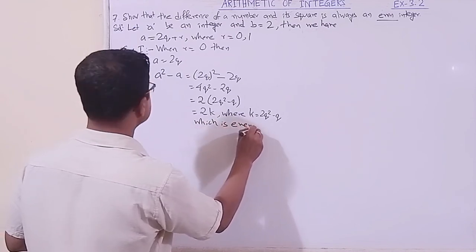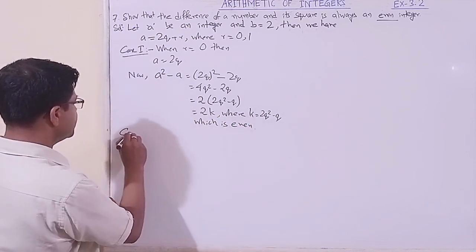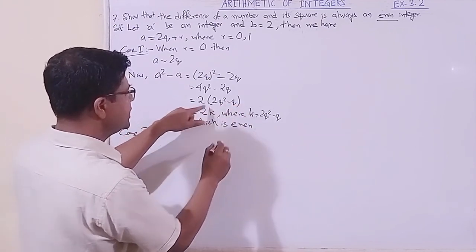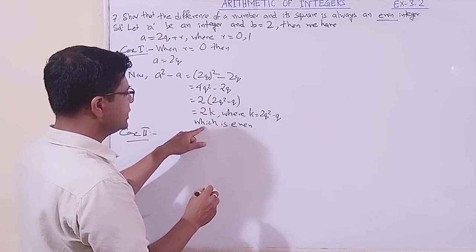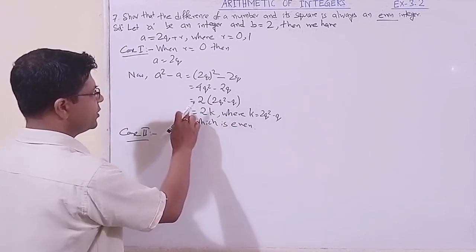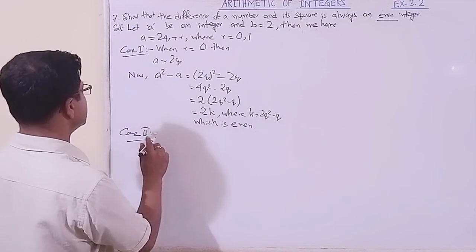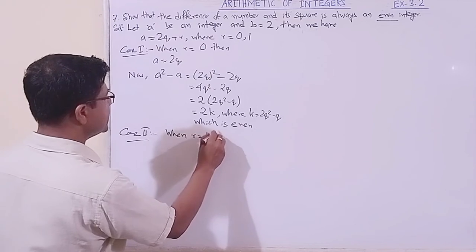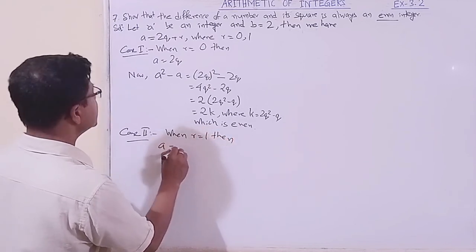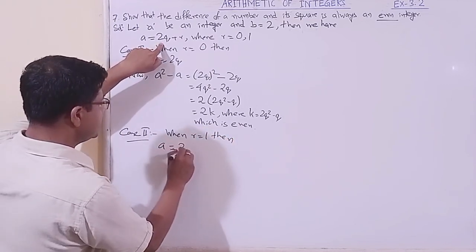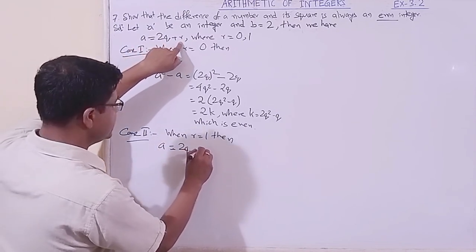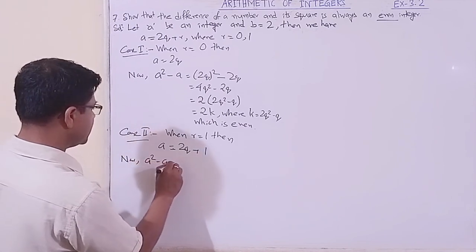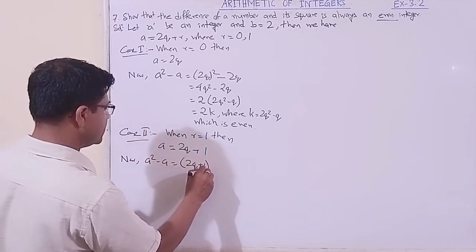Here you write, which is even. Okay, so the first case is done. Now case 2. From here also you can write 2 into this, so this is 2 into something, which means it is even. You can write it here also, or you can skip this line, it is not necessary at all. Case 2: when r is equal to 1, then what is a? Let us substitute here: 2q plus r, and r is 1.